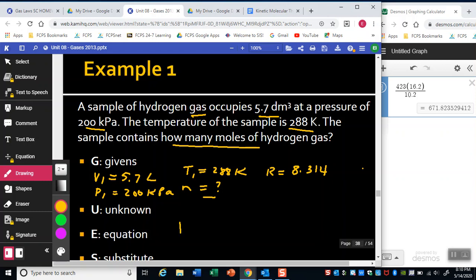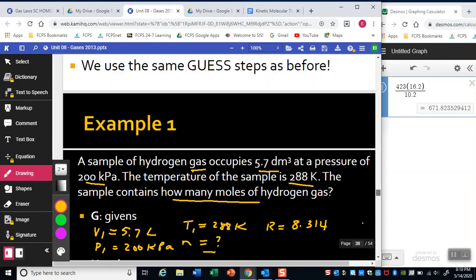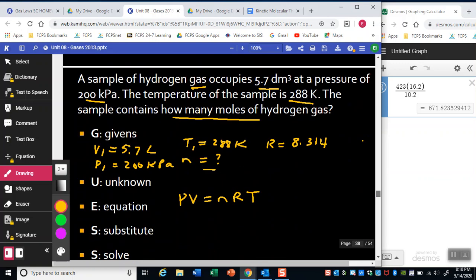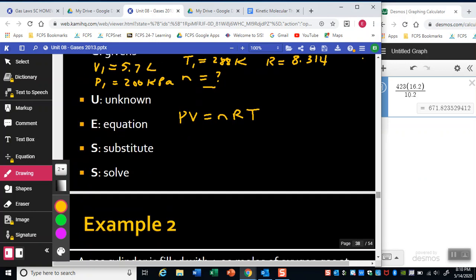Okay. So now I'm just going to put that, my unknown is the number of moles here. My equation is this: PV, Boyle's law, equals nRT. And remember, volume and temperature are directly related. That's Charles' law. And here's my constants right here. So there's my equation. And now I'm going to substitute into there.